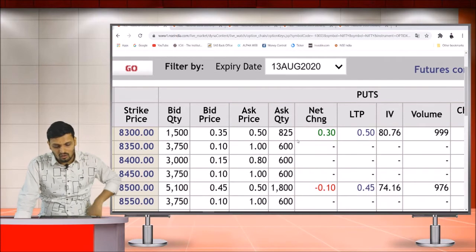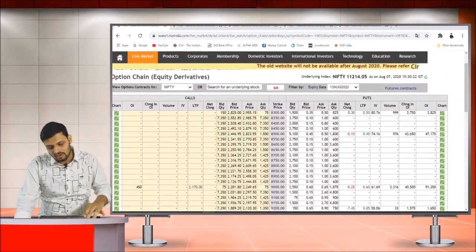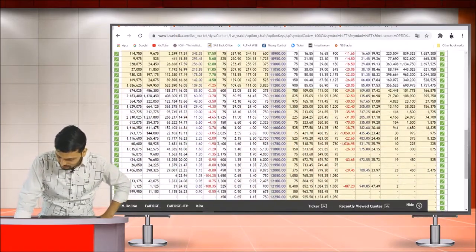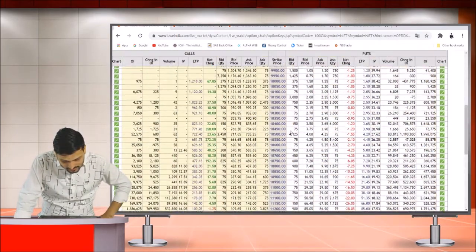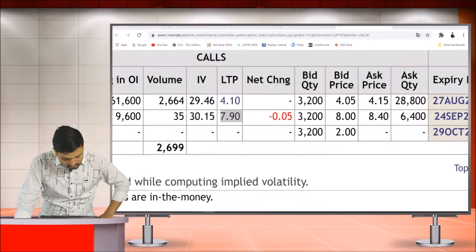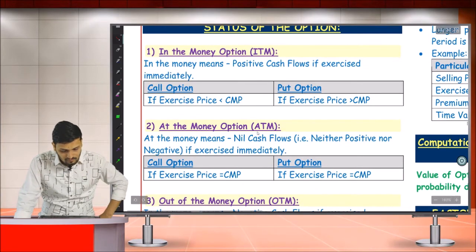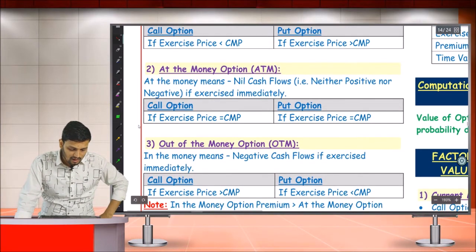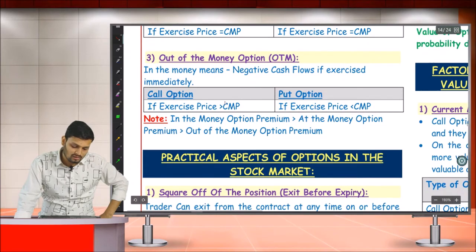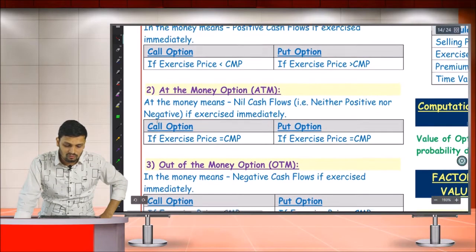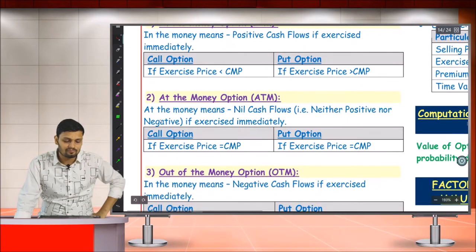Okay, so this is how everything is getting fixed in an options contract. Now, if you go through this in the money, at the money, out of the money, you will understand it more easily, right? You just go through from your side. I'm giving you 2 minutes. I hope you have the books open.